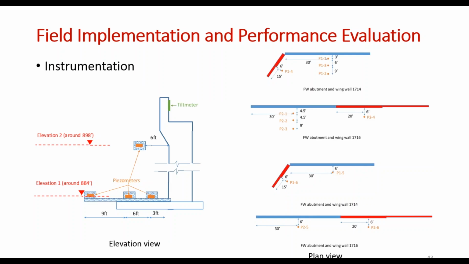So here is the layout of the instrumentation. The left-hand side is the elevation view. So we have 2 levels of sensors. At the bottom, we have 4 of them, and at the higher level, which is midway up the wall, we have another 2 sensors at each abutment. On the right-hand side is the layout in plan view. So in total, we installed 12 sensors.